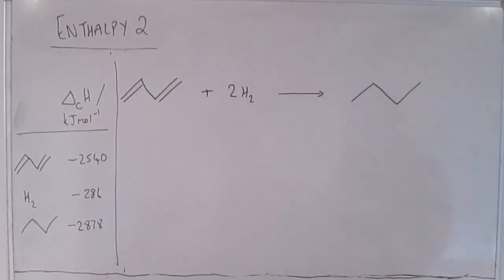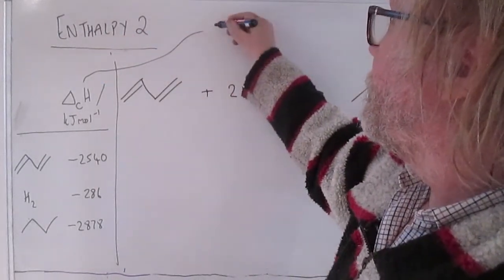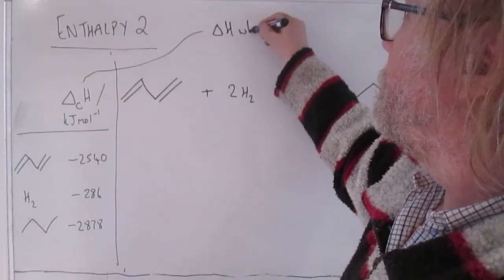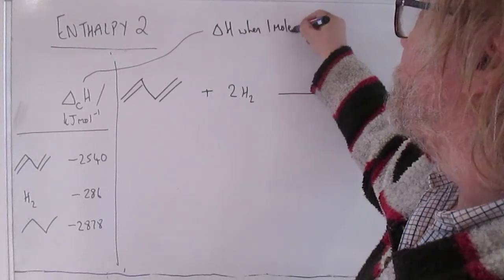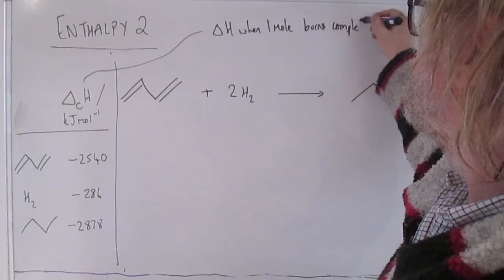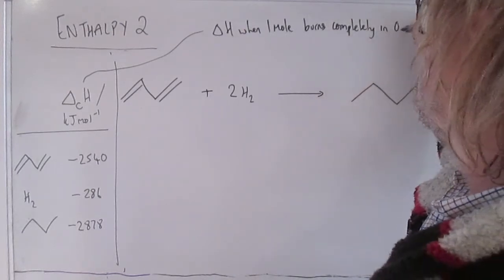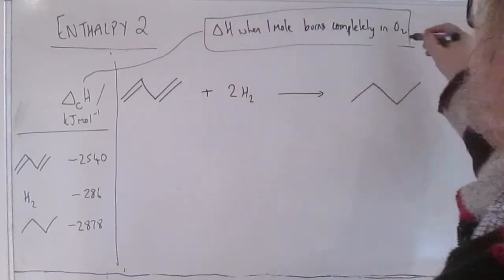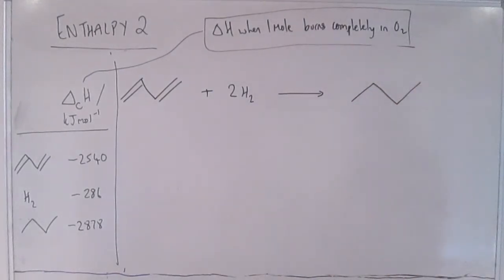It's the enthalpy change of combustion, which, if you just want to remind yourself of the definition, is the delta H when 1 mole of the compound burns completely in oxygen. And burns completely, remember, means burns to form carbon dioxide and water. So those have been measured for lots and lots of organic compounds. So again, they're data that are quite widely available, and you can use them in Hess's law cycles.